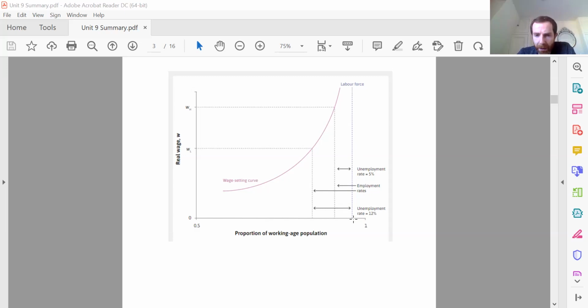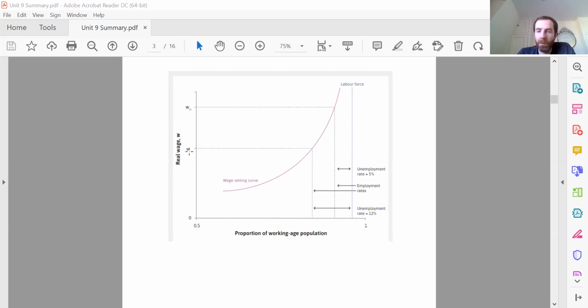So this gap here between our blue vertical line of the labor force and 1, like 100% of the working age population, that represents the proportion of people who are not actively in the labor force. And so how do we determine what the employment or unemployment rate is? Well, just the gap between what proportion of people are working and what the labor force is.